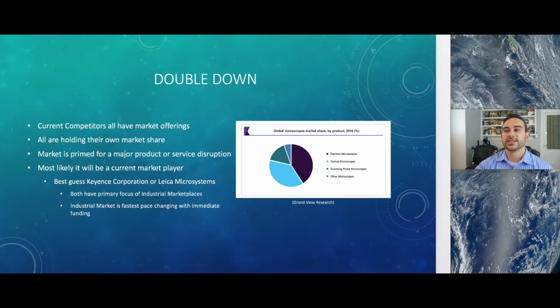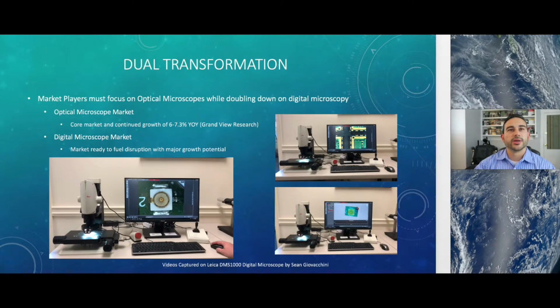I believe this is where the idea of dual transformation comes in. It's not only brilliant, but necessary to implement. Whoever chooses to address this inevitable marketplace shift will have to maintain their core market of optical microscopy with a compound annual growth rate of 6 to 7.3%, but also they must double down on the digital microscopy market.